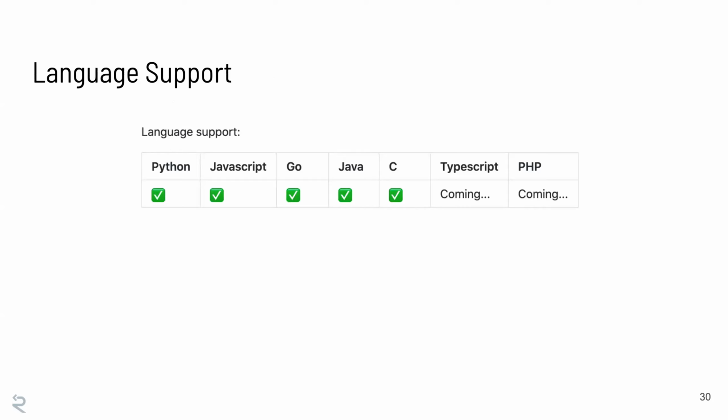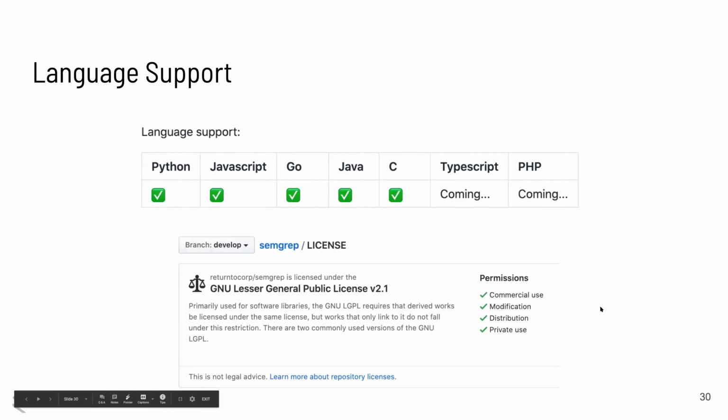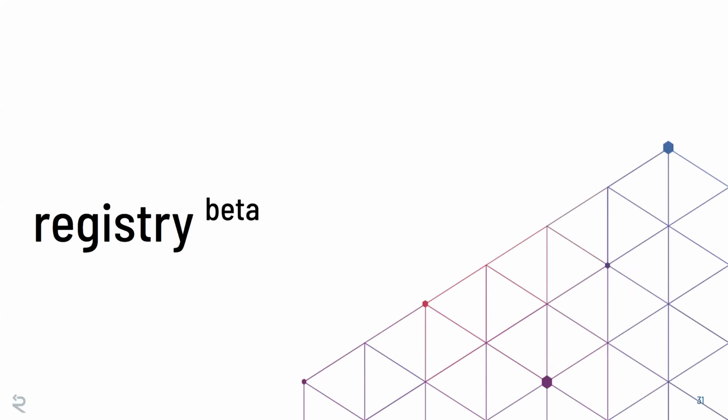Great. You may be wondering, what languages does it support? What languages are coming? Python, JavaScript, including JSX, Go, Java, and C are currently supported. TypeScript and PHP are in development, and actually Ruby is also in development. I should update the slides for that. And then Semgrep is licensed under GPL, so we would love your contributions. It's very, very friendly to get started with.